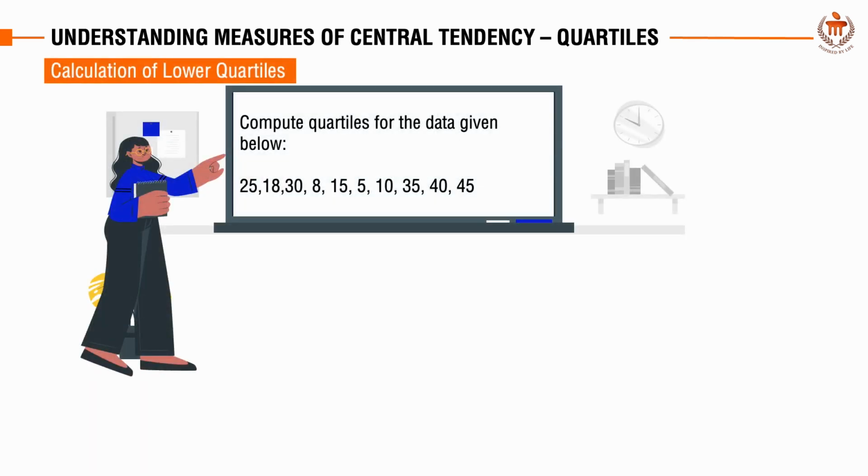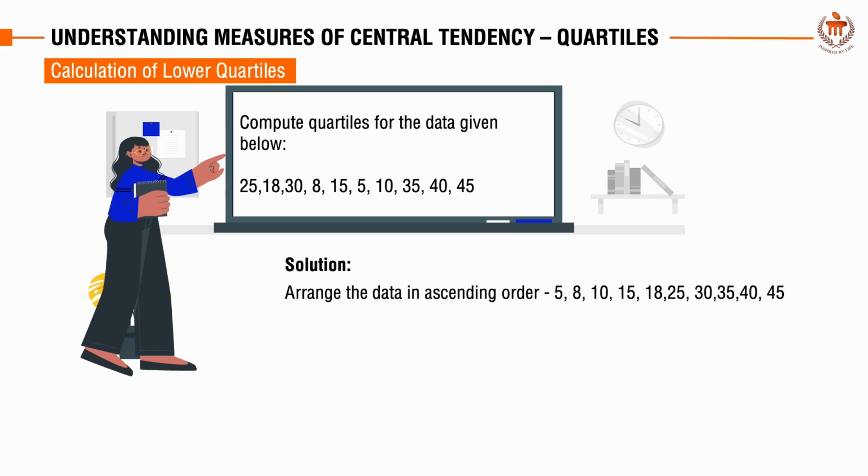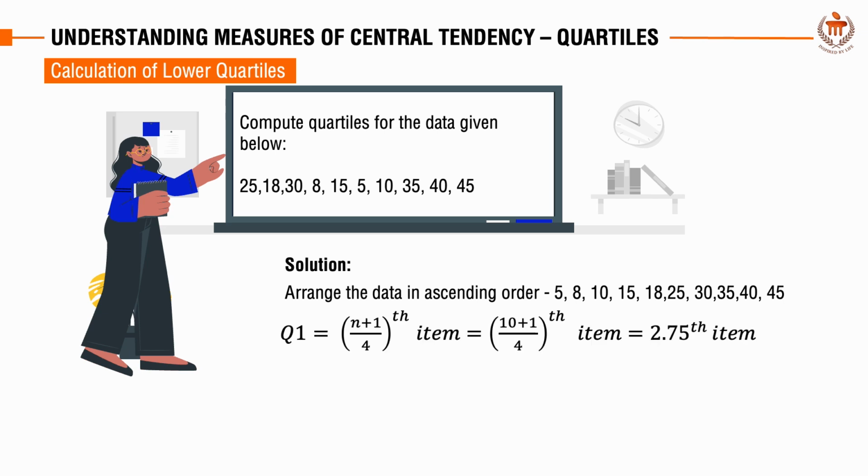Okay, now consider a problem here. If I give you a set of data like 25, 18, 38, 15, 5, 10, 35, 40, 55, 45, and I ask you to tell me the quartiles, first of all you have to arrange the data in ascending order. When we arrange this data in ascending order, we get 5, 8, 10, 15, 18, 25, 30, 35, 40, 45.